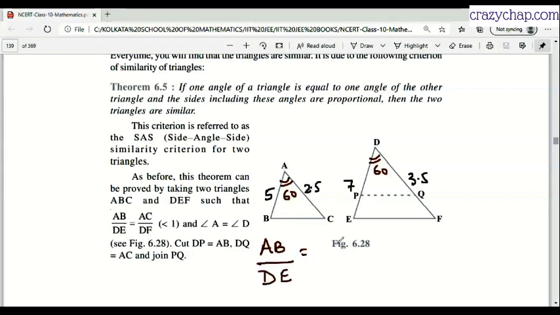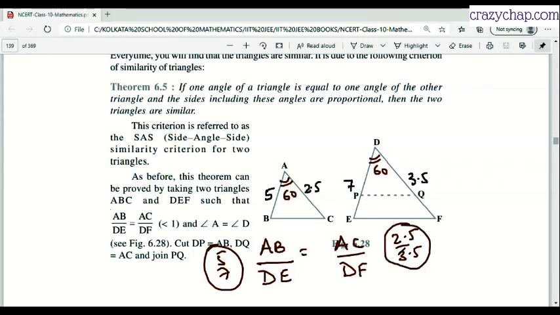And side AC, I am comparing with DF. Let's see what happens. So AB over DE side ratio is 5:7. And AC over DF side ratio is 2.5 over 3.5. When I cancel the decimal, I get 25 over 35. And that is 5 over 7. Yes, that is 5/7.